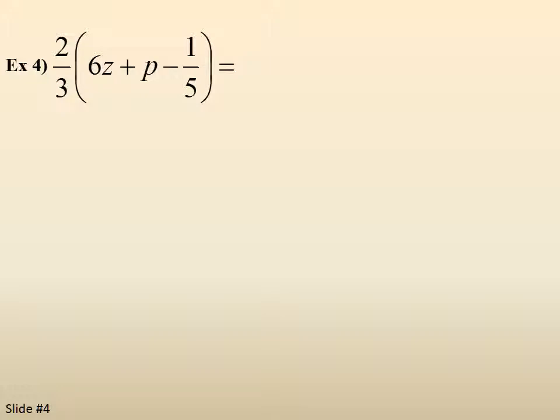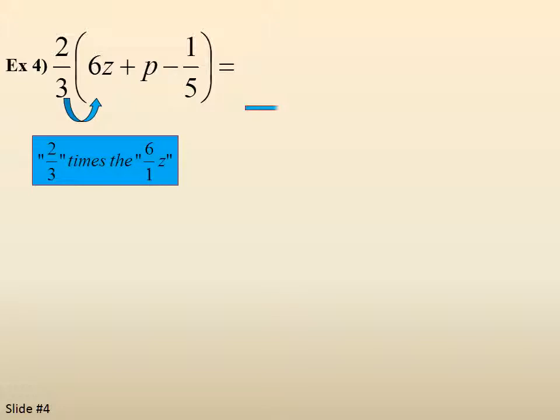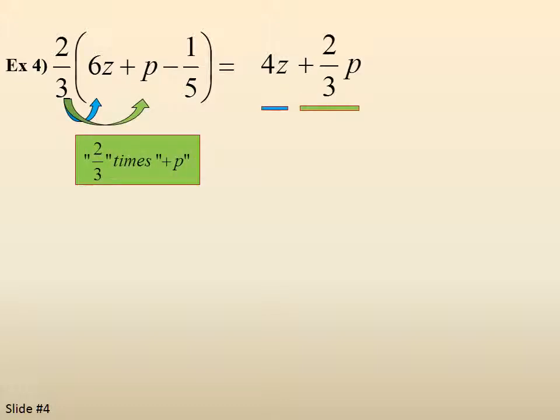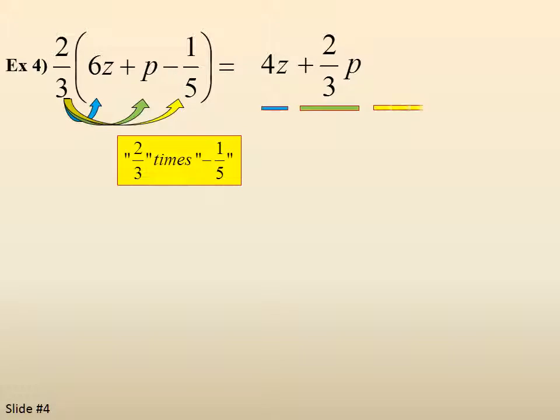Example 4. So I'm going to throw some fractions in here. 2/3 times the parentheses of 6z plus p minus 1/5. Same process, just got fractions. So we're going to take the 2/3, we're going to multiply it times the 6z. Best to think of the 6z as 6 over 1z. So I've got 12 over 3z, which would reduce to 4z. Then 2/3 times the positive p, which would give me just a positive 2/3 p. And 2/3 times the negative 1/5, which would give me negative 2/15.